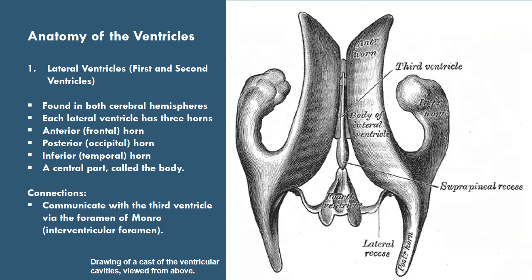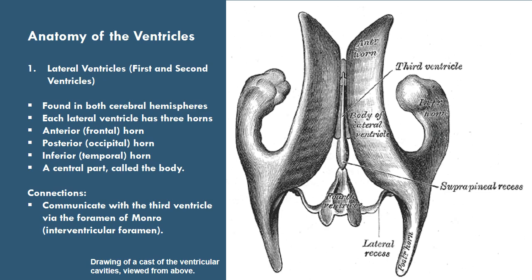Anatomy of the ventricles. Number 1. Lateral ventricles or first and second ventricles. Largest of the three ventricles, found in both cerebral hemispheres, one in each. Each lateral ventricle has three horns.